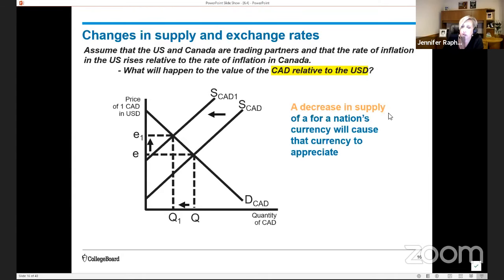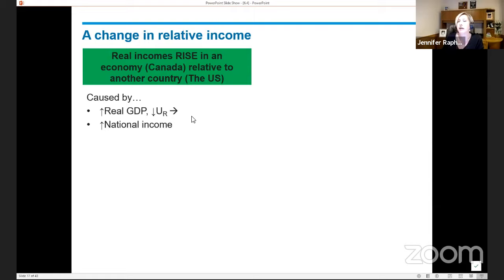This is probably important. You need to recognize it because you might see a question that says, what happens to the value of the Canadian dollar or the US dollar when real incomes rise in Canada relative to the US? But more than likely, you're going to see a change in something else that you have to interpret as a change in real incomes. Okay, so remember the circular flow model back in Unit 2, probably the first thing you learned in Unit 2.